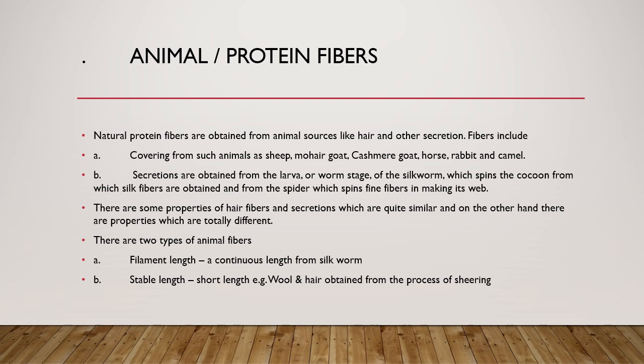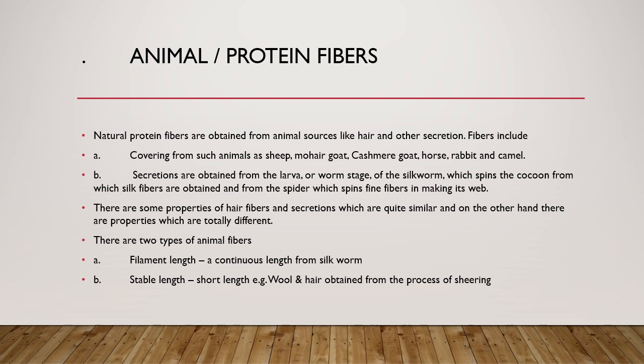Secretions are obtained from the larva or worm stage of the silkworm, which spins the cocoon from which silk fibers are obtained, and from the spider, which spins fine fibers in making its web. There are some properties of hair fibers and secretions which are quite similar, and on the other hand, there are properties which are totally different.